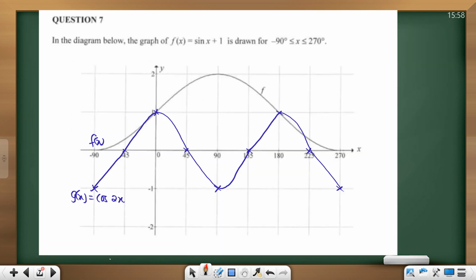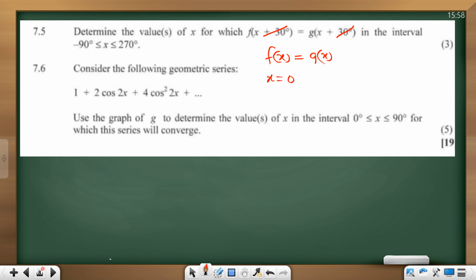Let's find where f of x is equal to g of x. When they are equal, what are we looking for? Where they are touching each other, right? And where is that? 0 and 180. So my answer for this would be x equals 0 and x equals 180. Now, let's go back to the question. We have shifted 30 units to the left. Now, you got 0. Move your answer 30 units to the left as well. So the correct answer will be x equals negative 30 degrees and x equals 150 degrees. These are your answers now.